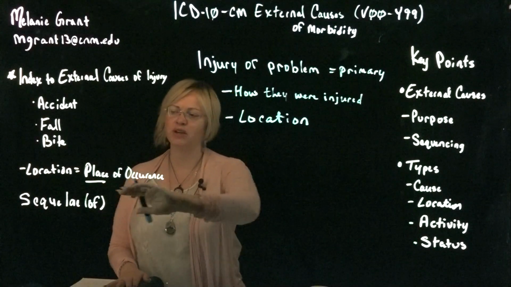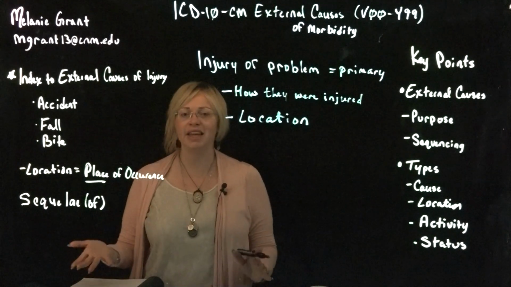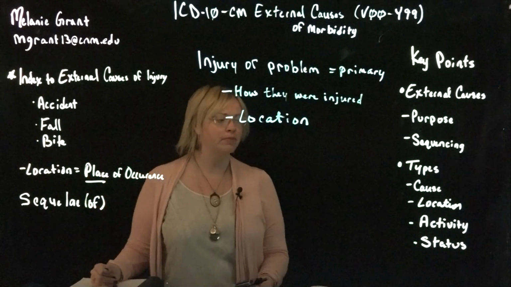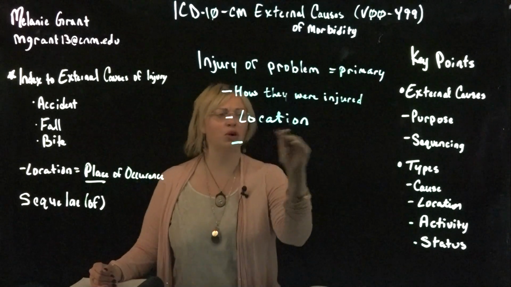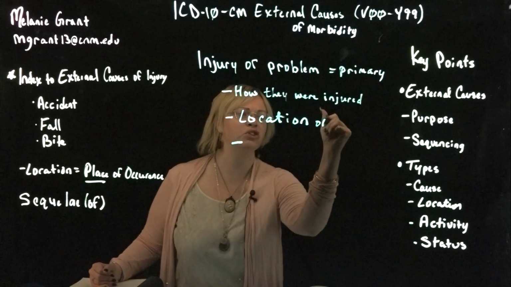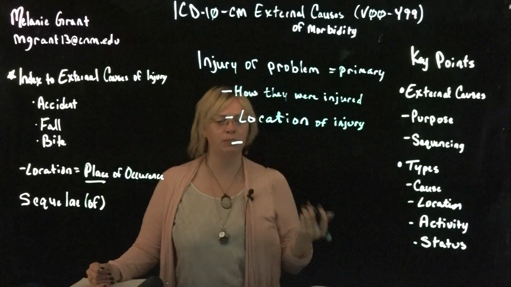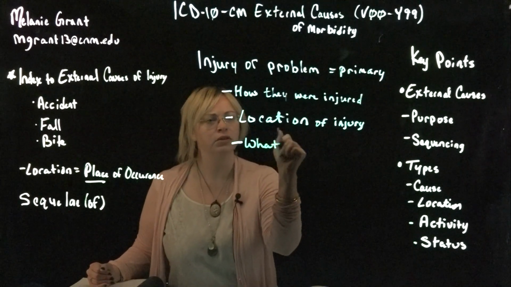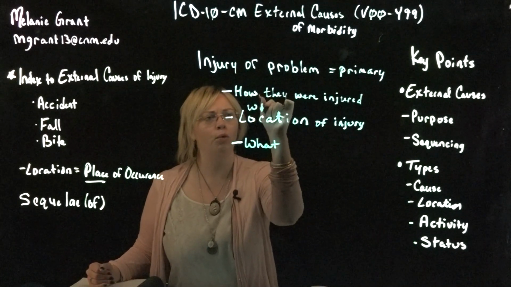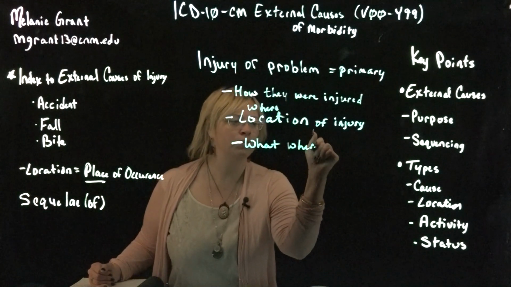This is called a place of occurrence and will be looked up in your external cause index as place for place of occurrence. Also, we like to know what type of location of injury or condition when it was exposed, and then activity, what were they doing? So we have our how, where, and what. What were they doing?